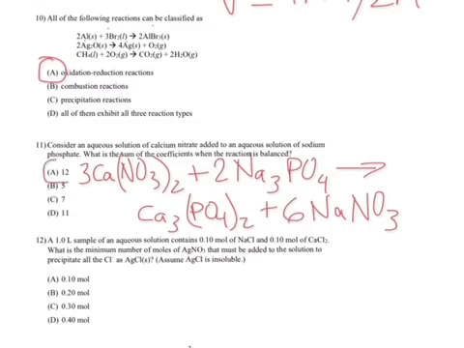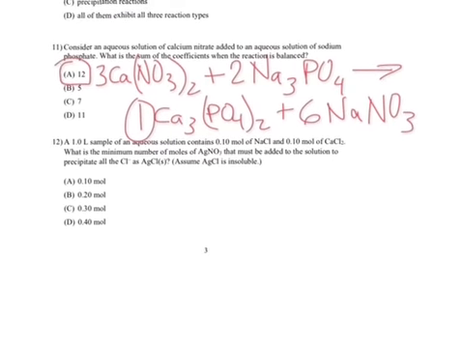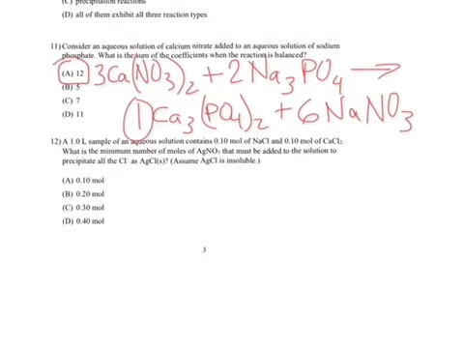Some of you put 11 because this number here is a 1 and you cannot forget the 1. That takes us to number 12. We have a 1 liter sample of an aqueous solution containing sodium chloride and calcium chloride. What's the minimum number of moles of silver nitrate to precipitate everything as silver chloride? All right, so we have to look at the number of moles.